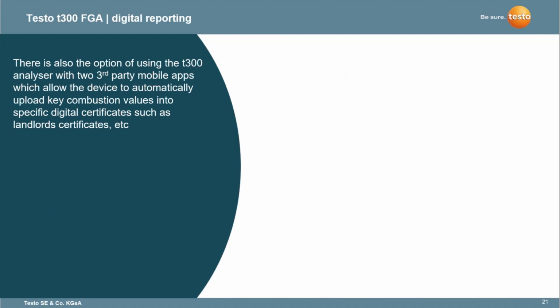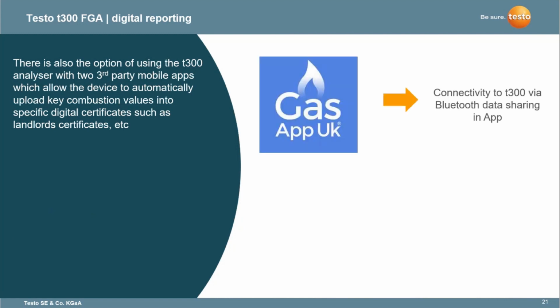Basically, what we're working with currently is two apps. We've got Gas App UK. The connectivity there is via Bluetooth. So effectively, as you go through the certificate procedure, at one point in there, it asks you to import the readings from the 300, and it's just pulling the data automatically across. So the ratio value, the CO, and things like that, and then puts it directly into the certificate.